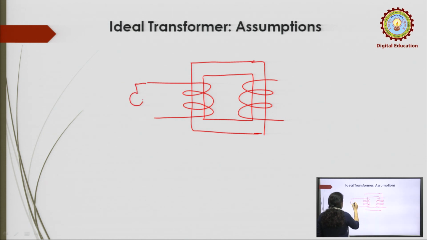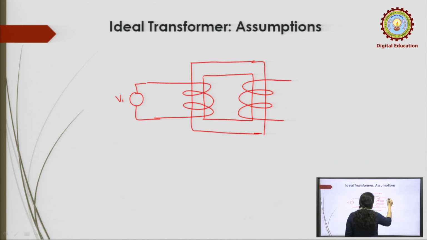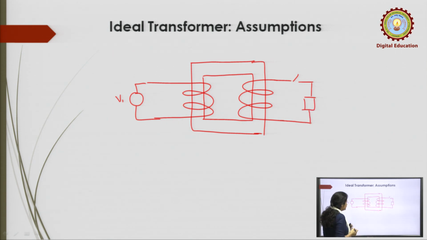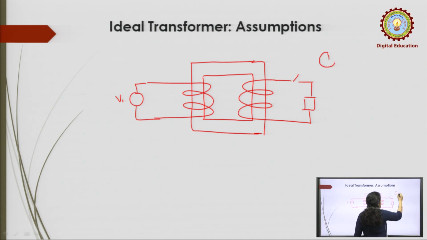Here you apply the voltage, that is a sinusoidal voltage. This is the switch, and this is, suppose, the load. Now, in the ideal transformer, first you assume that the winding resistance is 0.